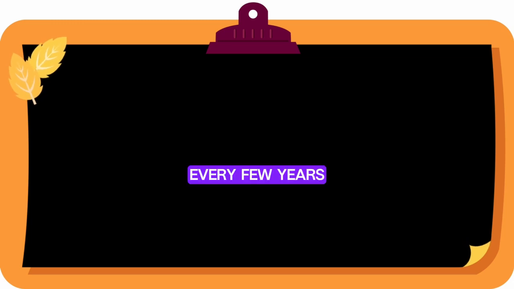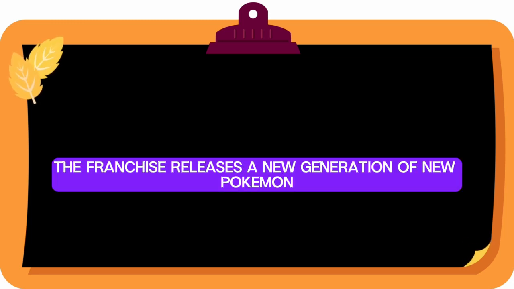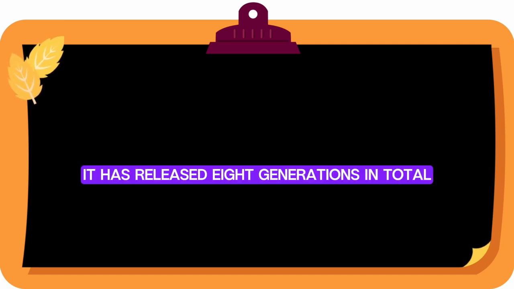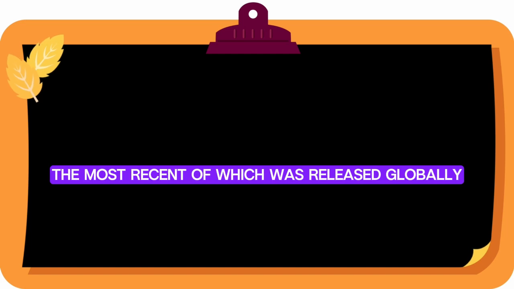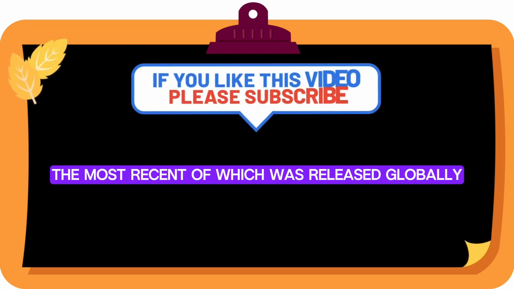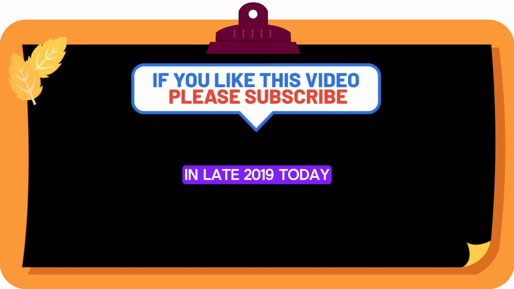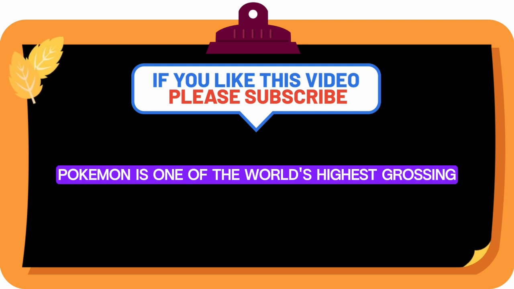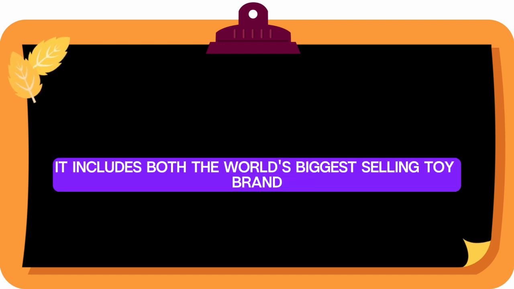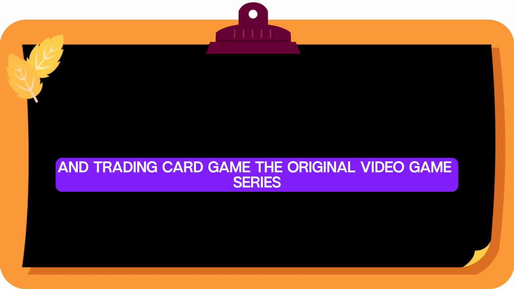Every few years, the franchise releases a new generation of new Pokemon and new gaming concepts. It has released 8 generations in total, the most recent of which was released globally in late 2019. Today, Pokemon is one of the world's highest-grossing media franchises. It includes both the world's biggest-selling toy brand and trading card game.